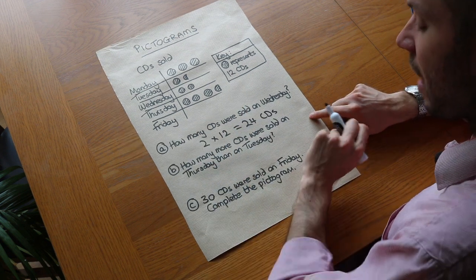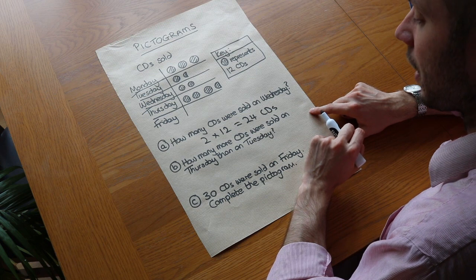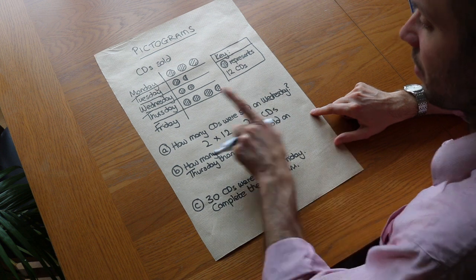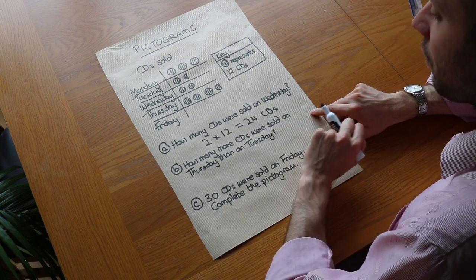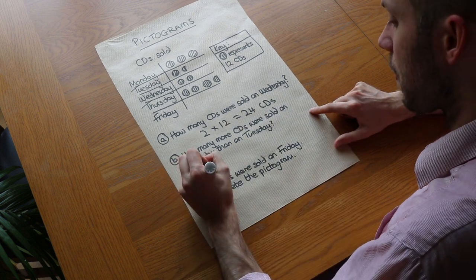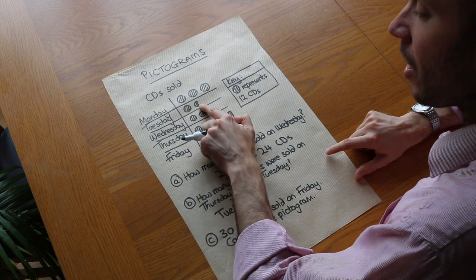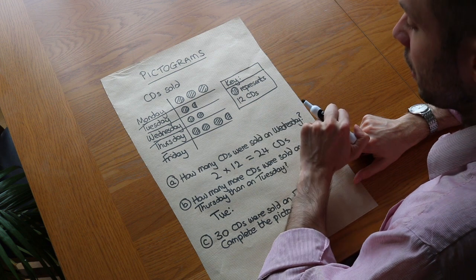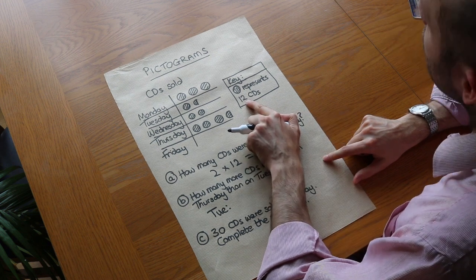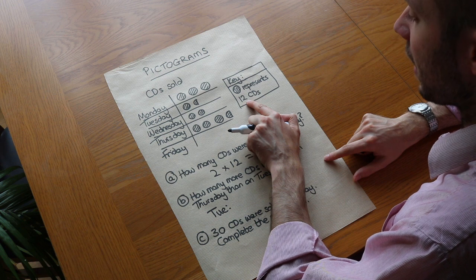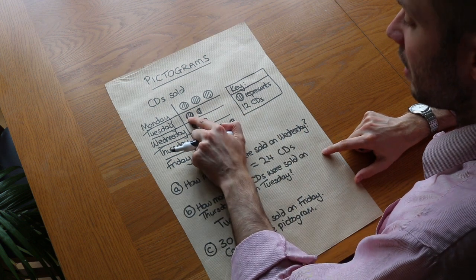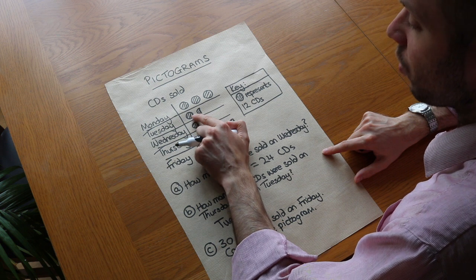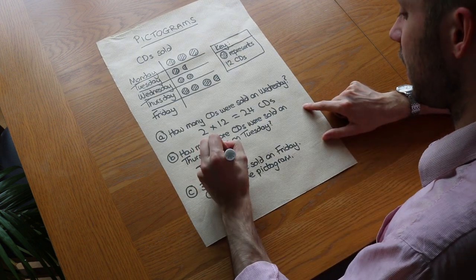What about B? How many more CDs were sold on Thursday than on Tuesday? Well, let's work out how many CDs were sold on Tuesday and how many were sold on Thursday. So on Tuesday, we get 1.5 blobs. So that's going to be 1.5 lots of 12. Well, 1 lot of 12 is 12. And then what's half of 12? Well, it's 6. So that means that full blob is worth 12 CDs and that half blob is worth 6 CDs. 12 plus 6 is equal to 18.